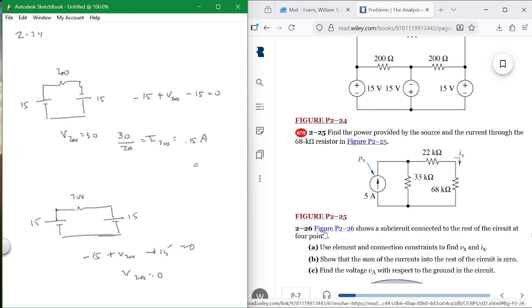25 is another one I want you to do. Okay, now this one is: find the power provided by the source and the current through the 68 k ohm resistors. So here, this is what?